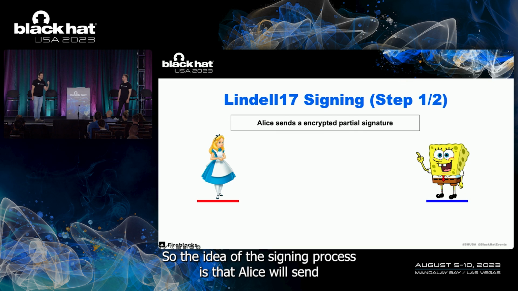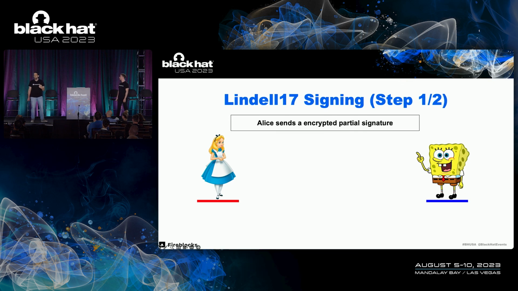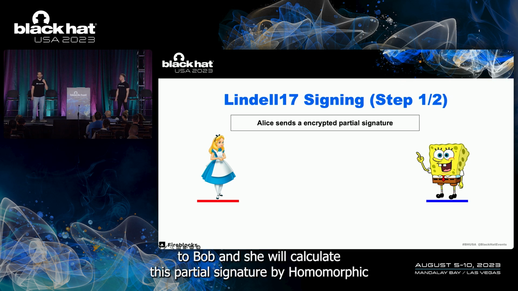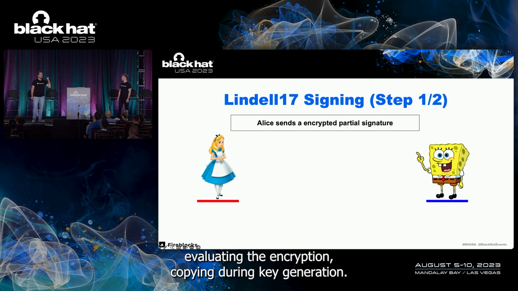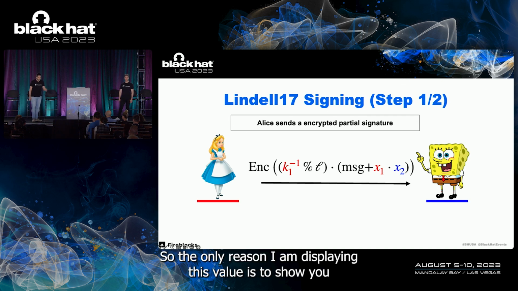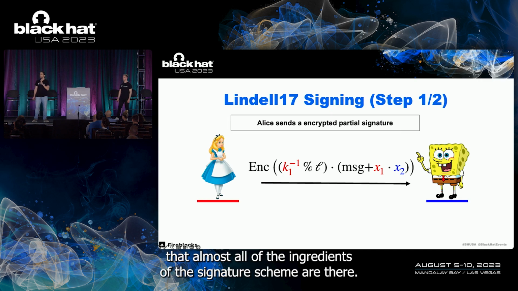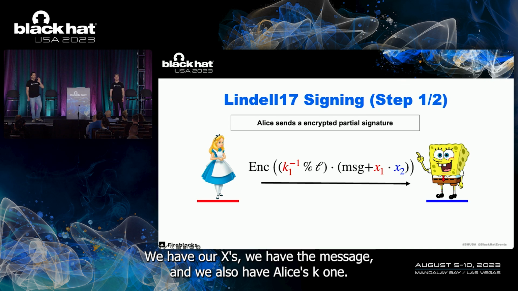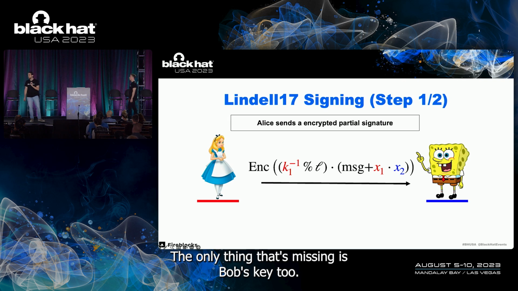The idea of the signing process is that Alice will send an encrypted partial signature to Bob, and she will calculate this partial signature by homomorphically evaluating the encryption she obtained during key generation. Specifically, she would send this value. The only reason I am displaying this value is to show you that almost all the ingredients of the ECDSA signature scheme are there. We have our x's, we have the message, and we also have Alice's k1. The only thing that's missing is Bob's k2.